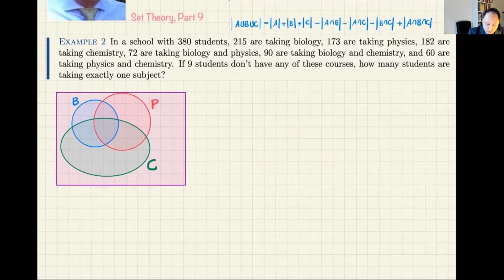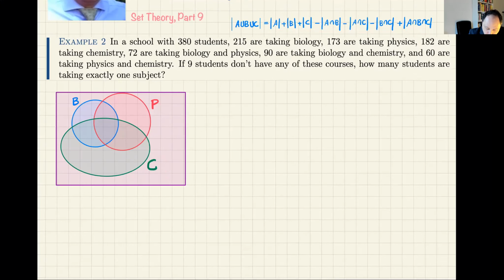Okay, so I want to write this formula that you see here. This tells you that the number of elements in the union of all these sets is equal to this. But of course, this is more natural to work with capital B, capital P, capital C instead of A, B, and C. So let me just write this here for you.